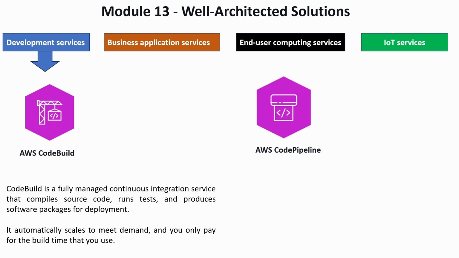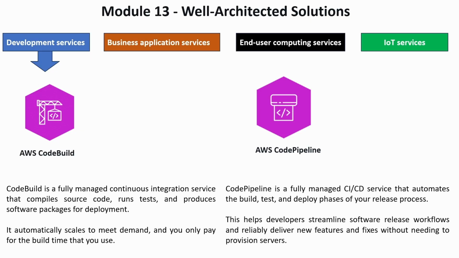CodeBuild is a fully managed continuous integration service that compiles source code, runs tests, and produces software packages for deployment. It automatically scales to meet demands, and you only pay for the build time that you use. While CodePipeline is a fully managed CI/CD service that automates the build, test, and deploy phases of your release process. This helps developers streamline software release workflows and reliably deliver new features and fixes without needing to provision servers.